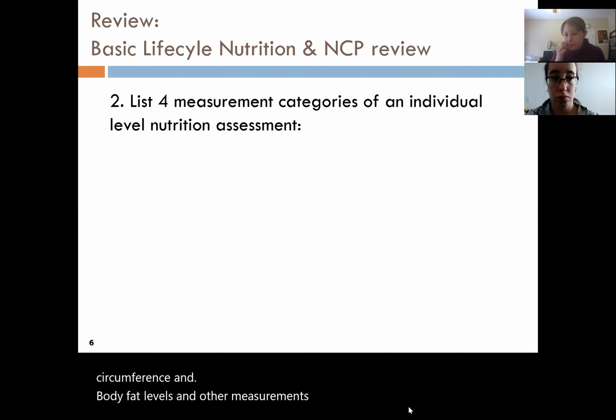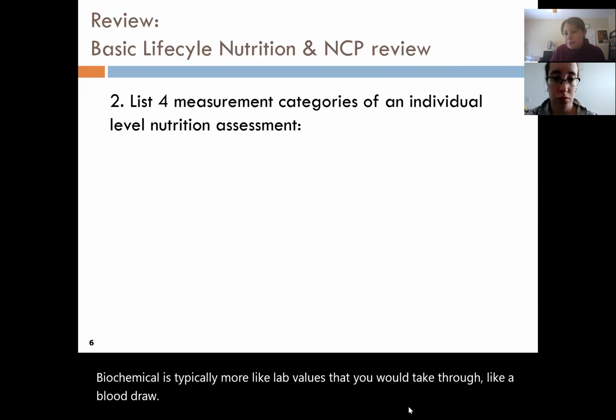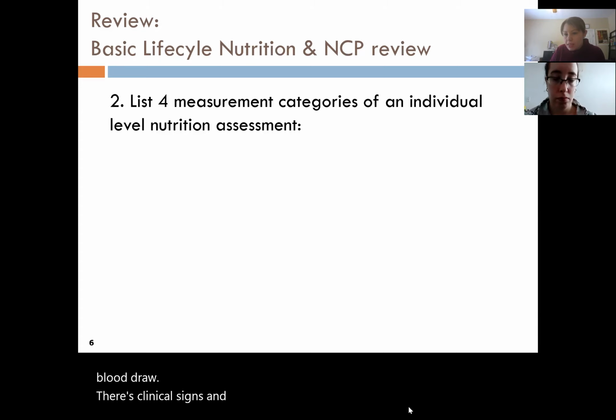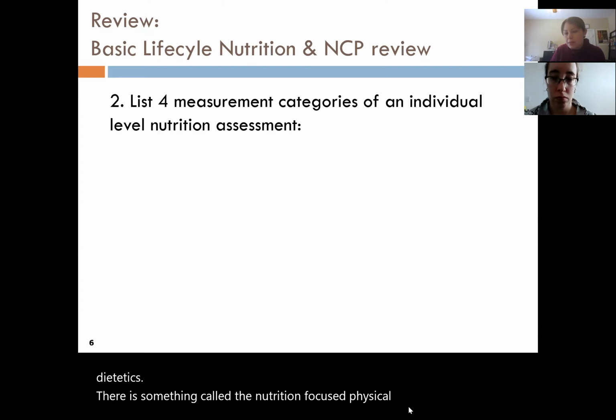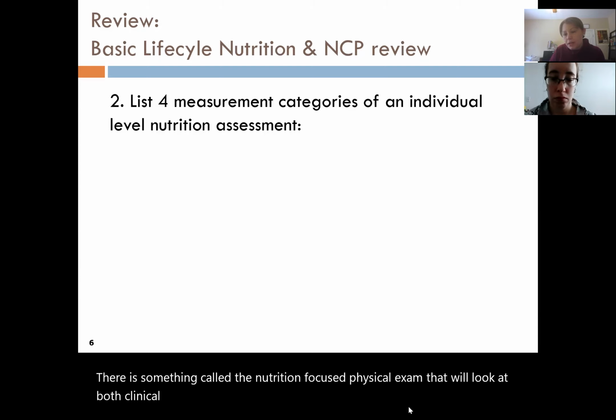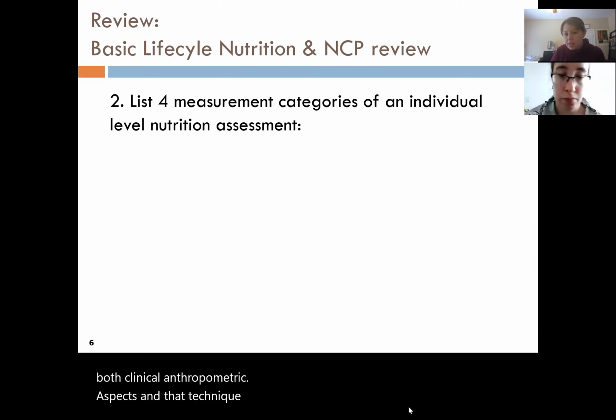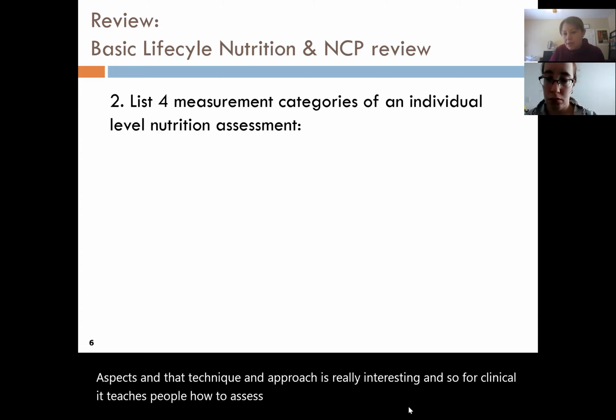Biochemical is typically more like lab values that you would take through like a blood draw. There's clinical signs and symptoms that can be assessed. For nutrition and dietetics, there's something called the nutrition focused physical exam that will look at both clinical and anthropometric aspects. And that technique and approach is really interesting. So for clinical, it teaches people how to assess for dehydration, stomach issues, and other things.